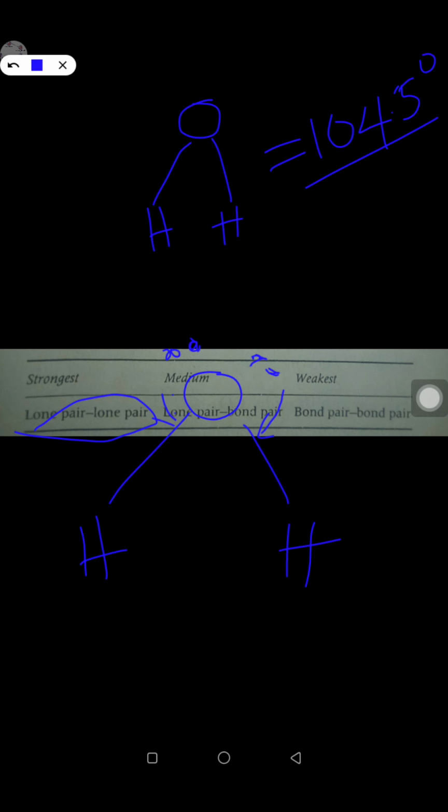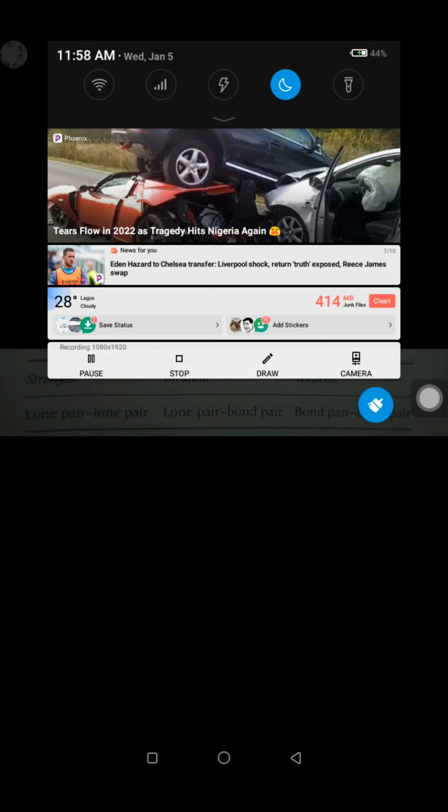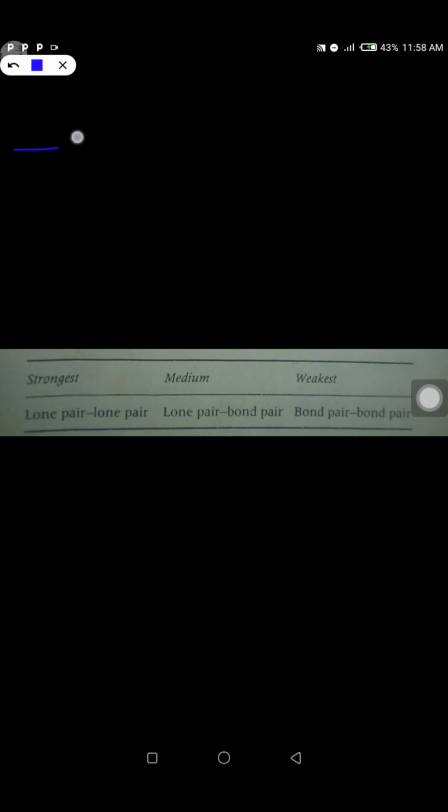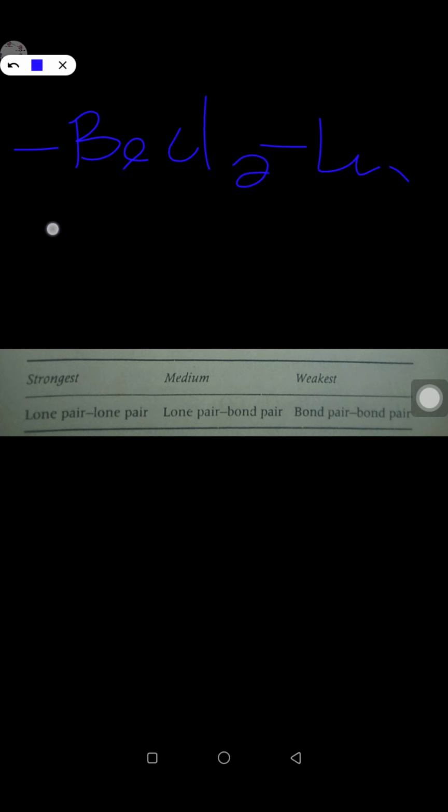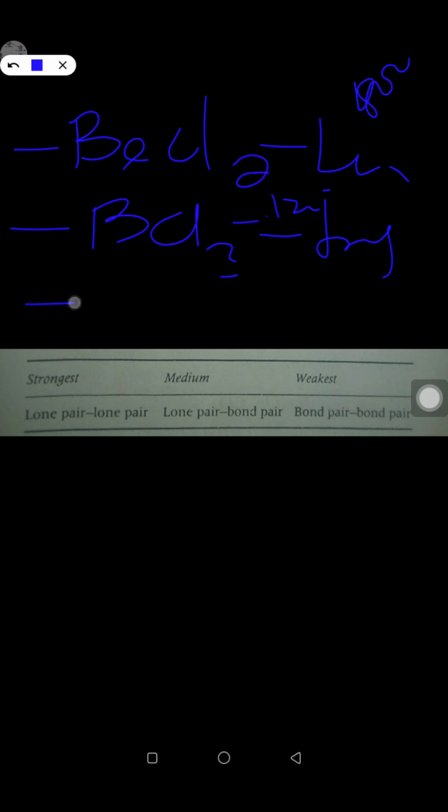Okay. So let's try to think about the shapes we have done today. Number one, we started with beryllium chloride. We said it's linear. We went to boron trichloride. We said it's trigonal, and the angle is 120 degrees. Linear is 180. Then we went to carbon dioxide, CO2. We said it's linear and it's 180 as well. Then we went to methane, CH4, said it's tetrahedral, and the angle is 109.5.